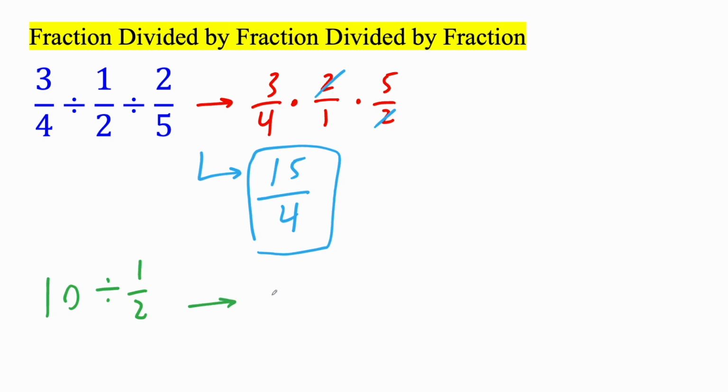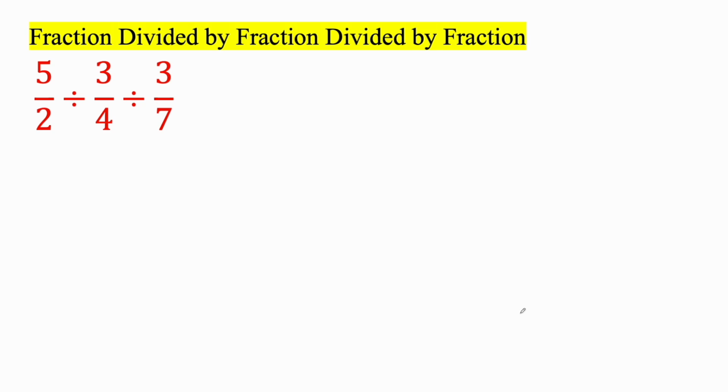And the math behind it is 10 multiplied by the reciprocal, so 2 divided by 1. 10 times 2 is 20. 20 divided by 1 is 20. And that's our final answer. With that, we're going to solve 2 more problems.